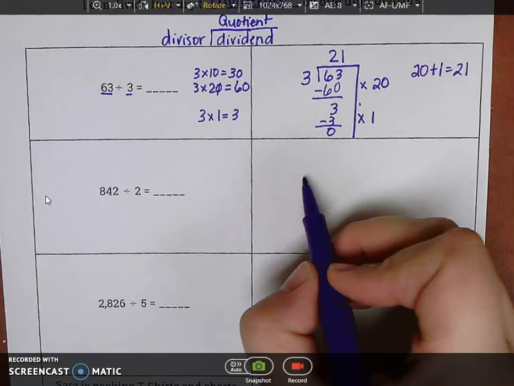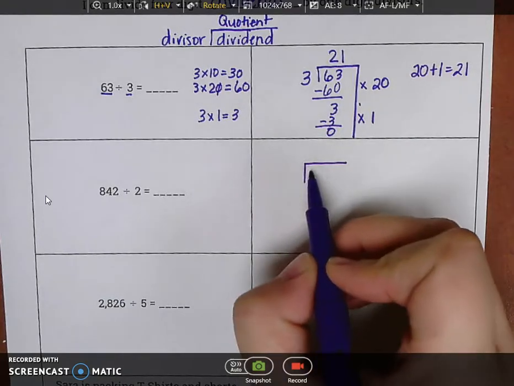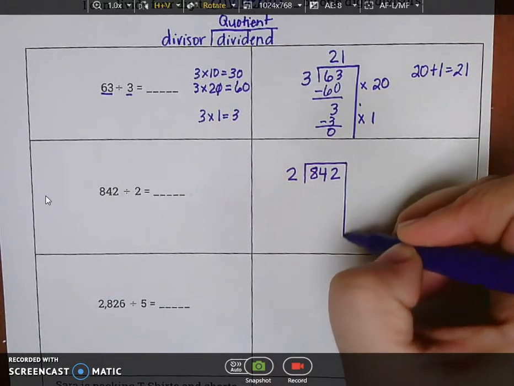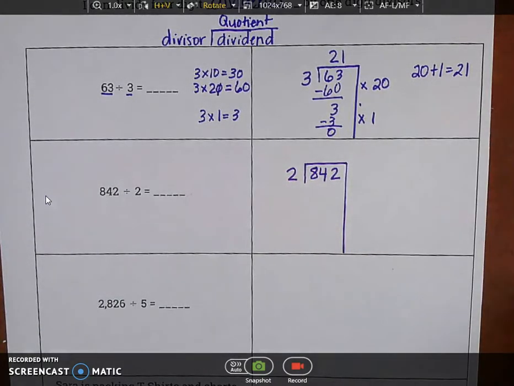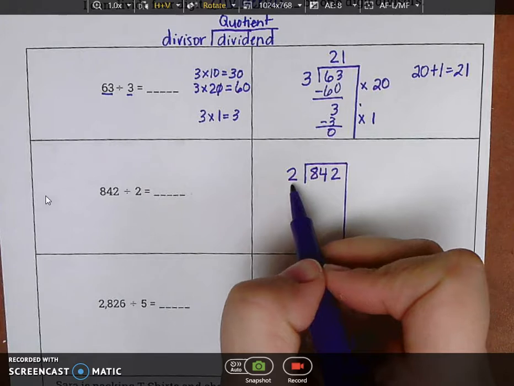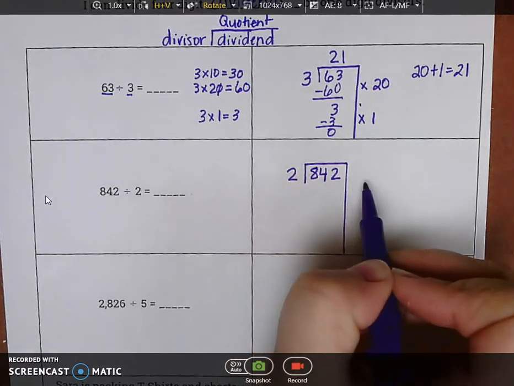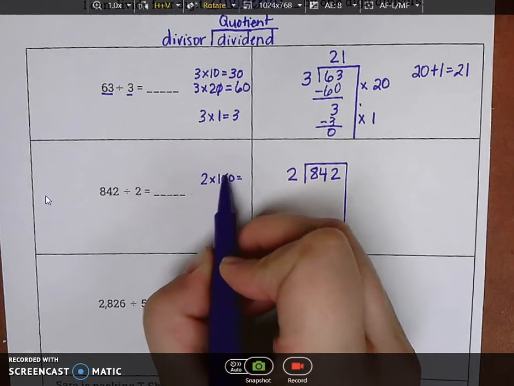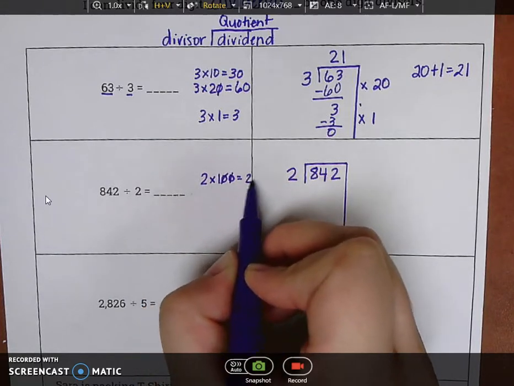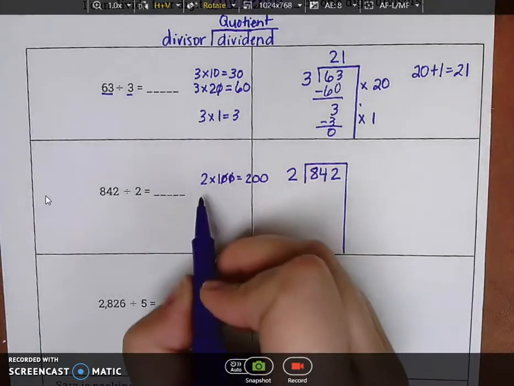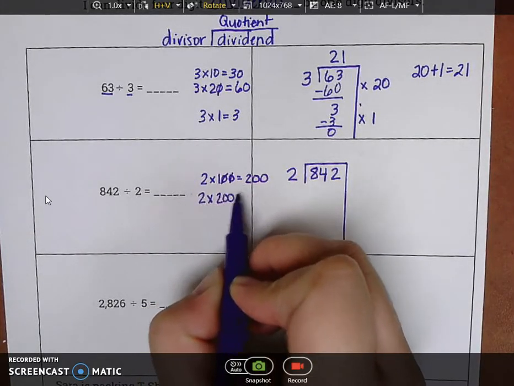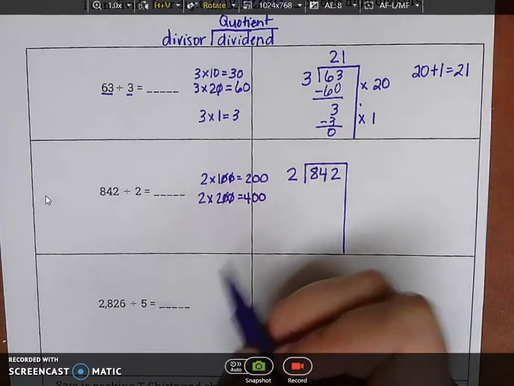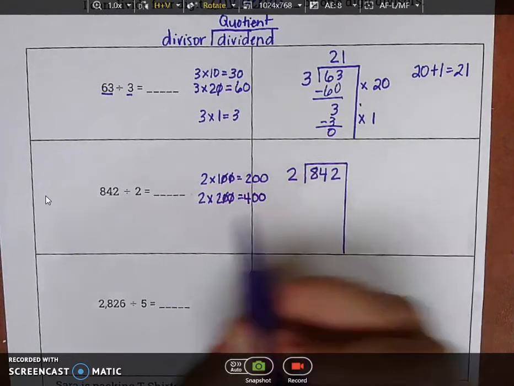Okay, let's look at the next one. So 842 divided by 2. I'm going to draw this line down the side. All my partial quotients are going to go on the outside here. So I want to figure out how many 2's can fit into that 800. Well, I know that 2 times 100 would be 2 times 1 is 2, add the zeros back on, that would be 200. So 2 times 200, cross those off, 2 times 2 is 4, add those zeros back on, that would be 400. I want to get to about 800.